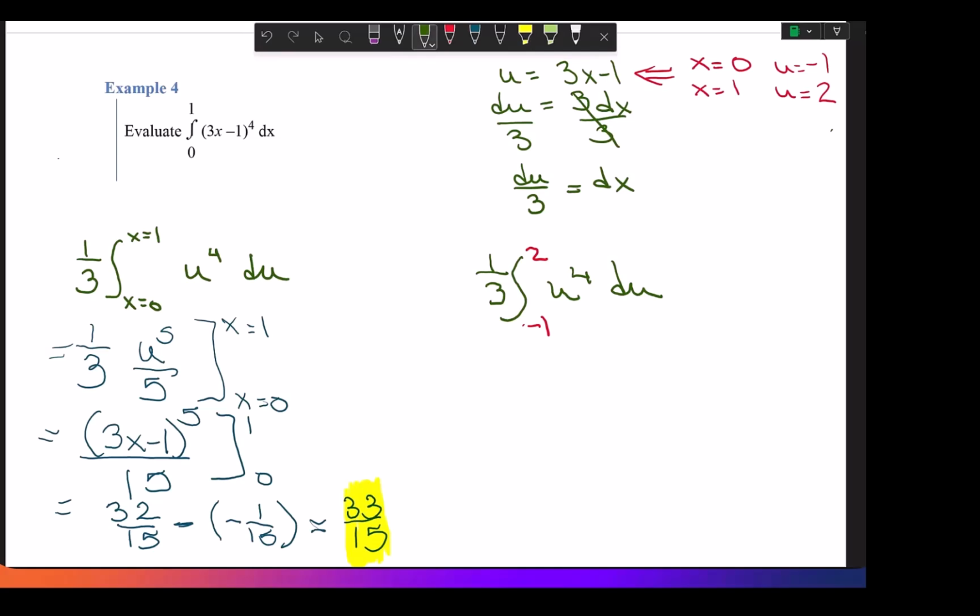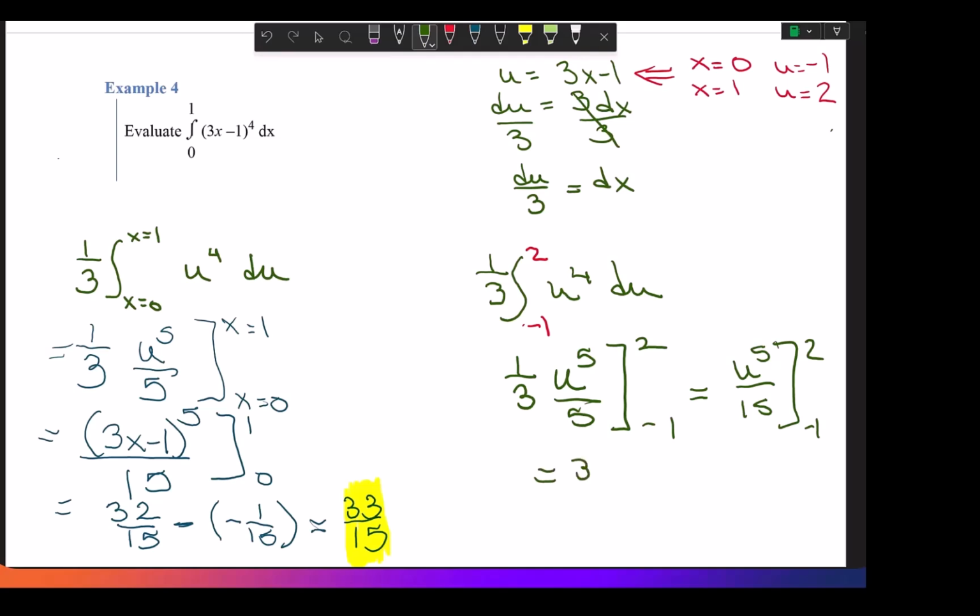If I do it on the right, I have 1/3 u to the 5th over 5, evaluated between minus 1 and 2. And now this is equal to u to the 5th over 15, evaluated between -1 and 2, which is equal to 32 divided by 15 minus -1 divided by 15, which is exactly 33 divided by 15.